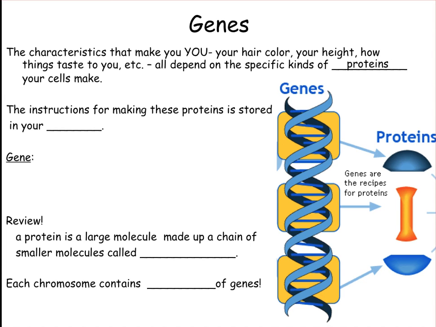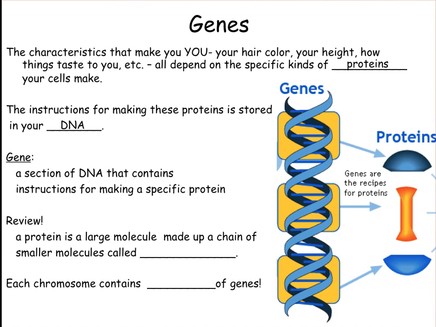So, how is all of this related to DNA? Well, the instructions for making these proteins are stored in your DNA. The specific places that these instructions are stored in your DNA are called genes. So a gene is a section of DNA that contains instructions for making a specific protein.